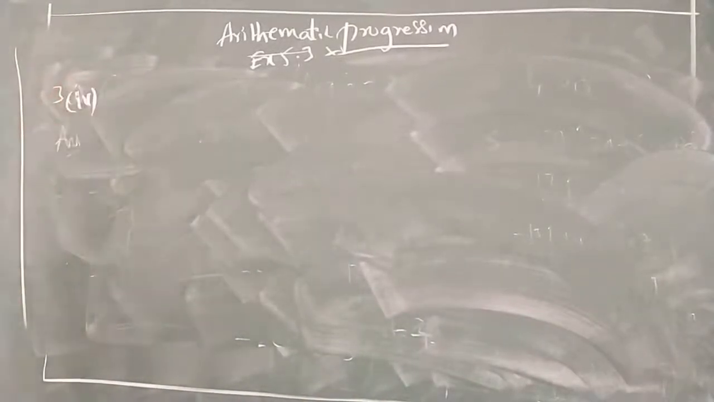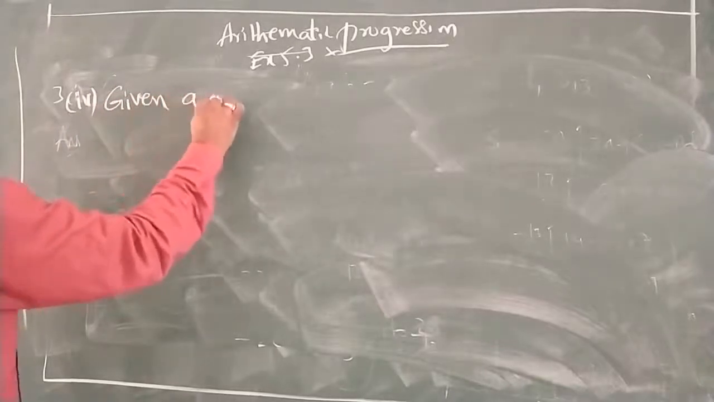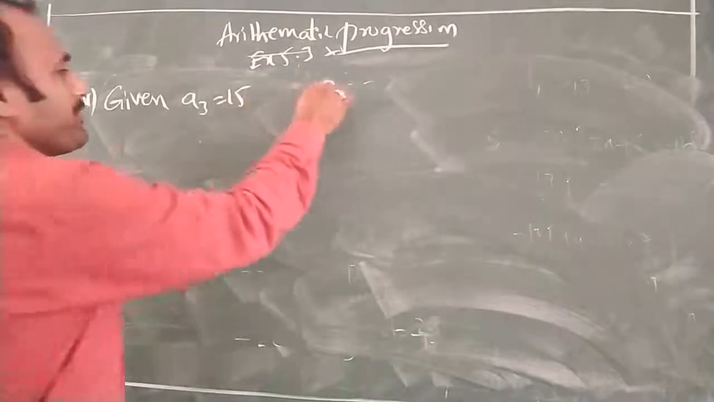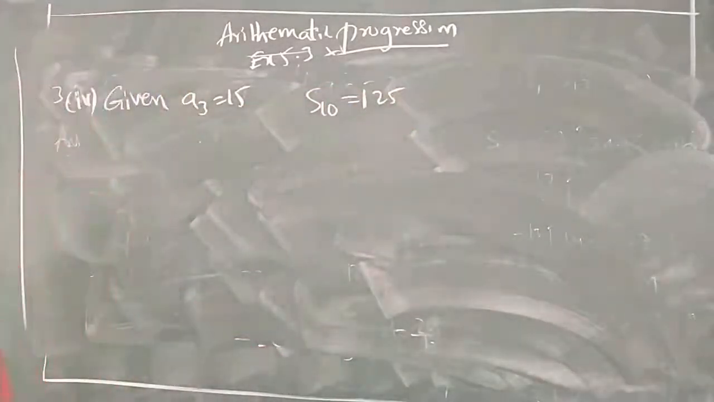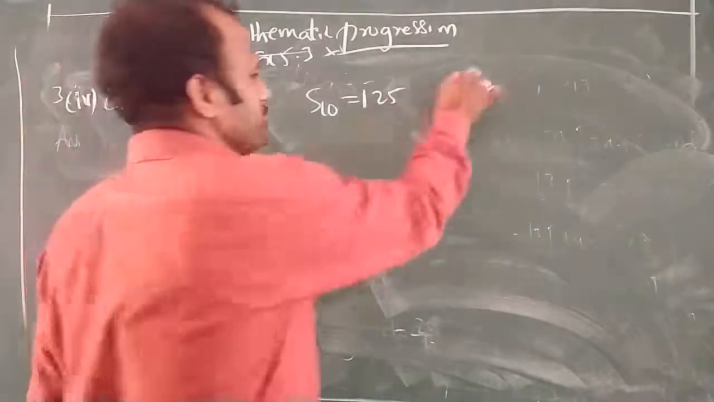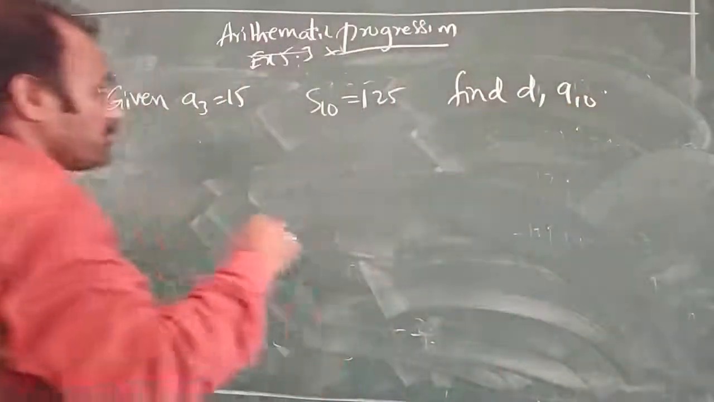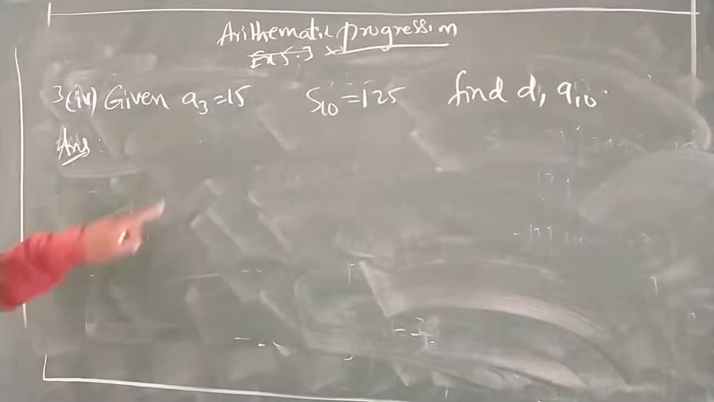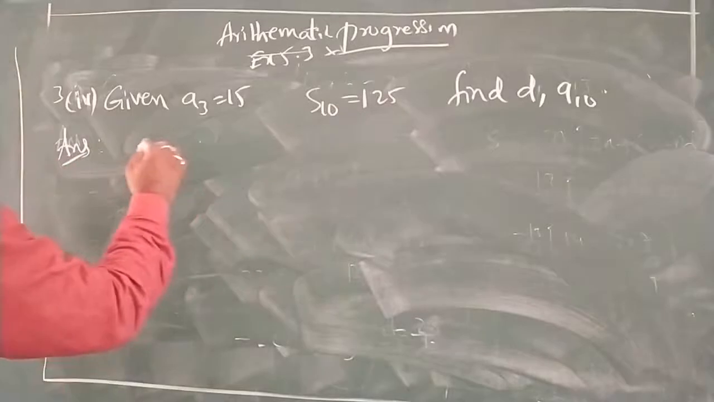Let us do now the fourth question. A3 is 15, S10 is 125. Find D and A10. So A3 value is given, S10 value is given, we need to find out D and A10. How to do here? See here.